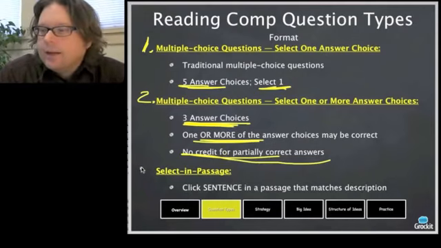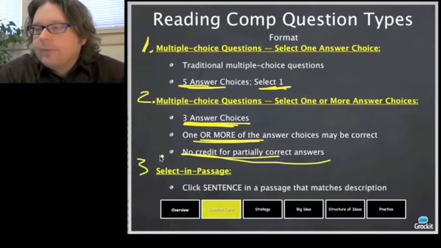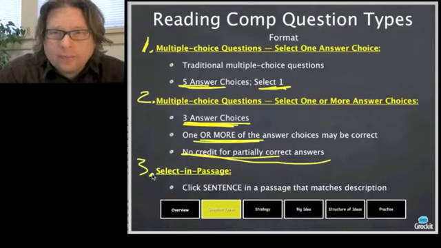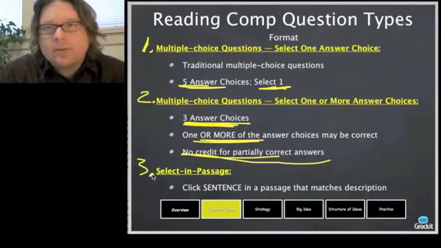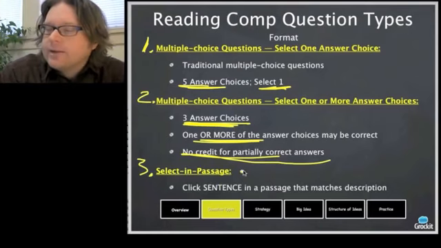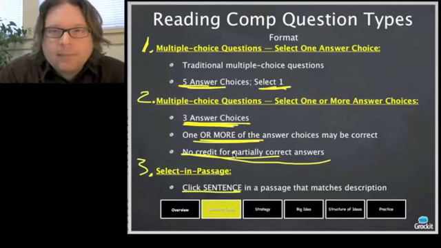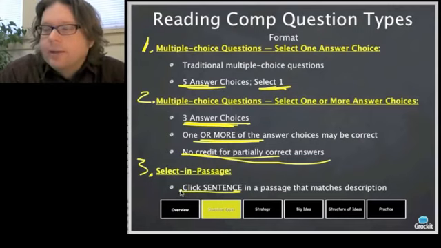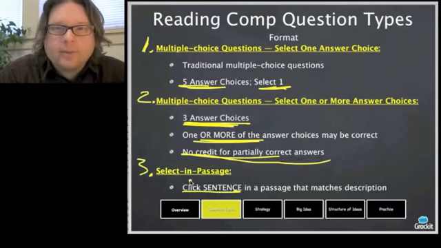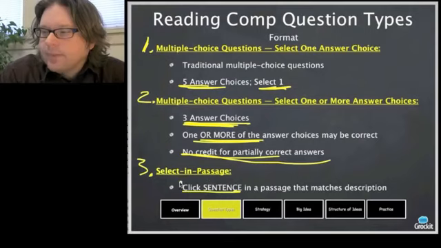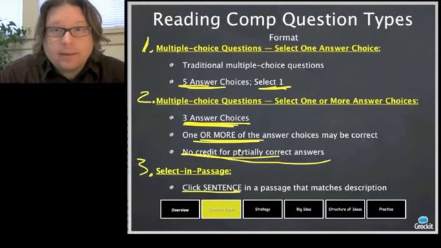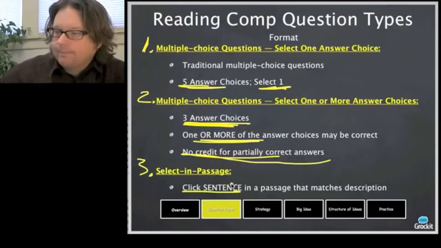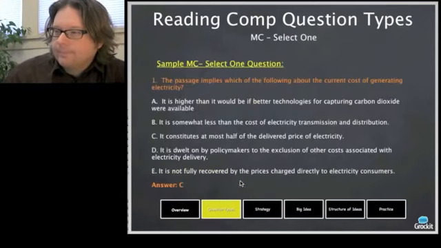So it's trickier. And then finally, because in real life when you're reading things, you are identifying things in context in the passage as opposed to looking over at a question and then looking back, now there's a select in passage question type where you have to select a sentence in the passage that matches the description or does the specified function in the question. They'll be highlighted for you, so you'll know which ones to click. But you have to select the correct one. So it's tricky.